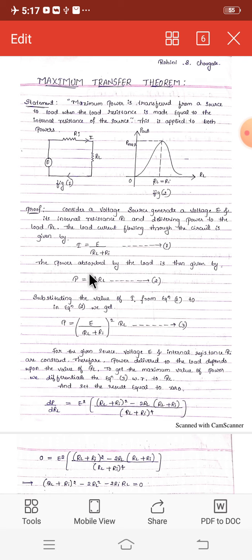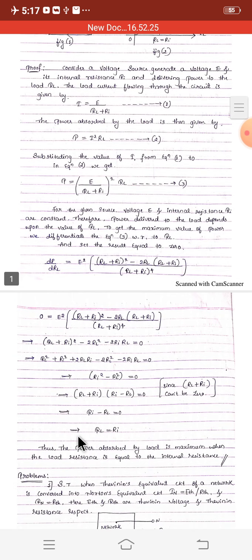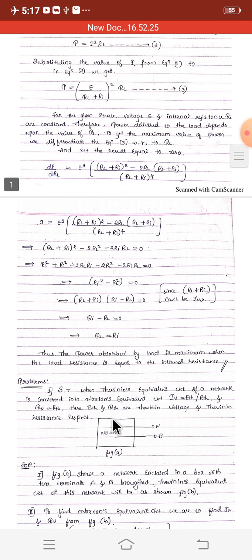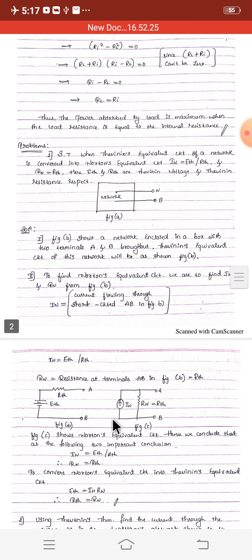Substitute the value of I in this expression and simply differentiate this with respect to RL. Find the value of RL, that is equal to Ri. This is the maximum power transfer theorem, and these are the two applied problems.